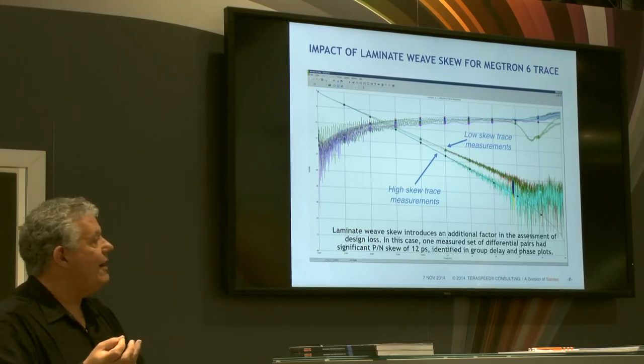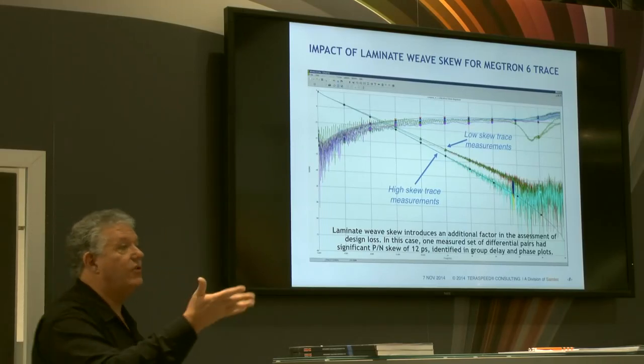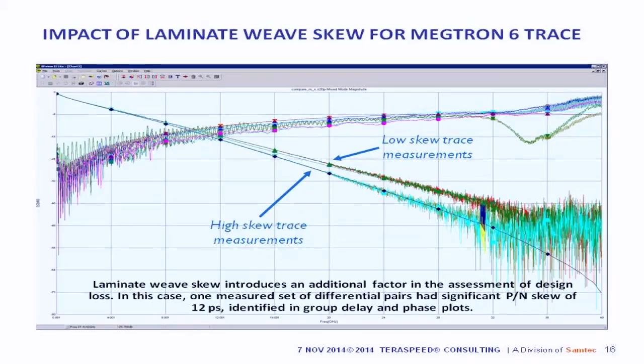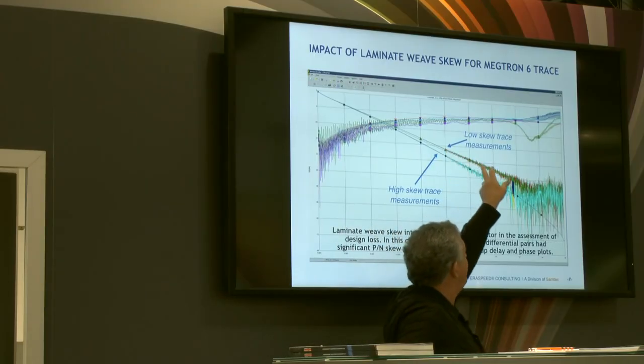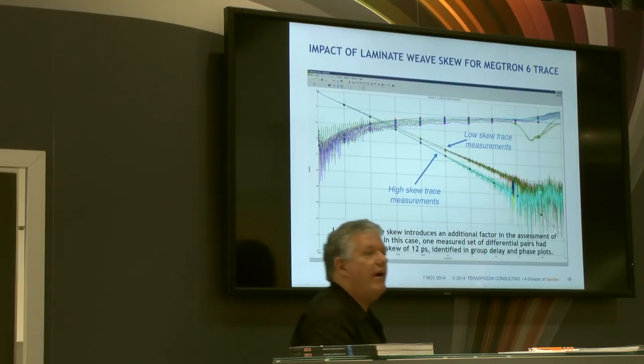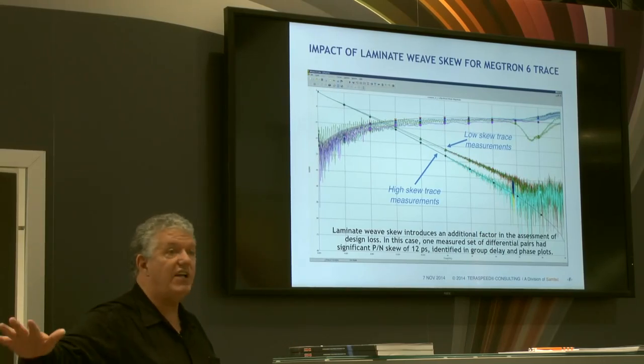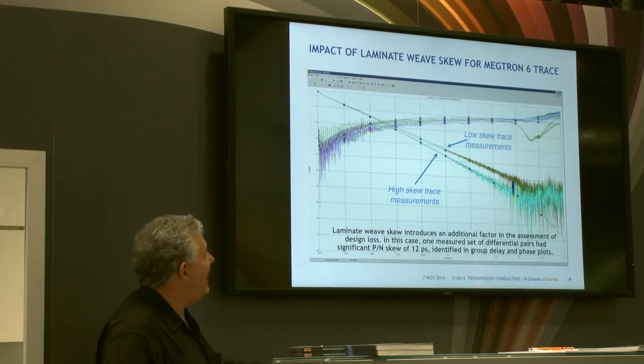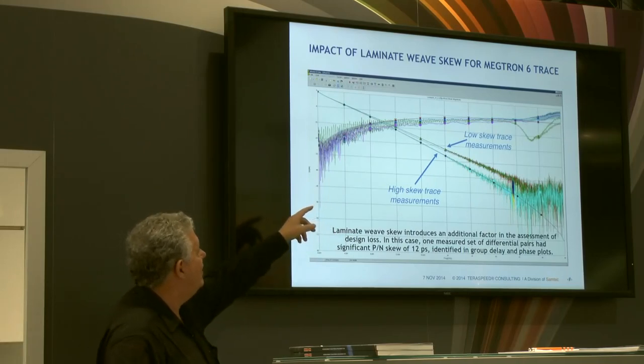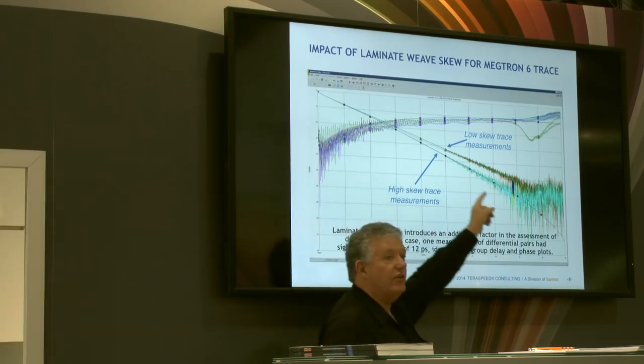So here's another example. This is an actual measurement of traces. I showed this in the class earlier today. We basically have multiple differential pairs that have been manufactured on Megtron 6 with 3313 fabric. We know that it's going to cause some skew, and most of the traces we measured had this loss profile. However, there was one outlier. There was one trace out of about 10 that we measured that had 12 picoseconds of skew, and you see what that did to the insertion loss.